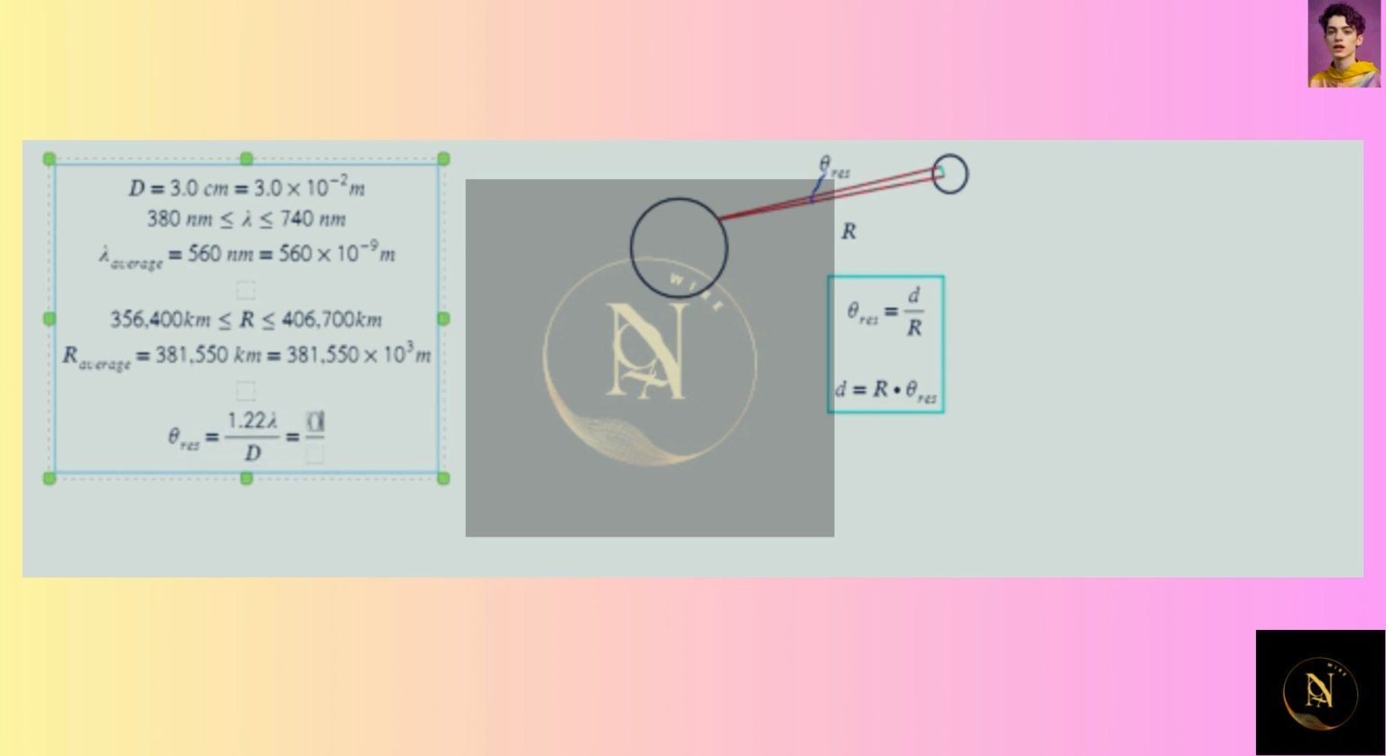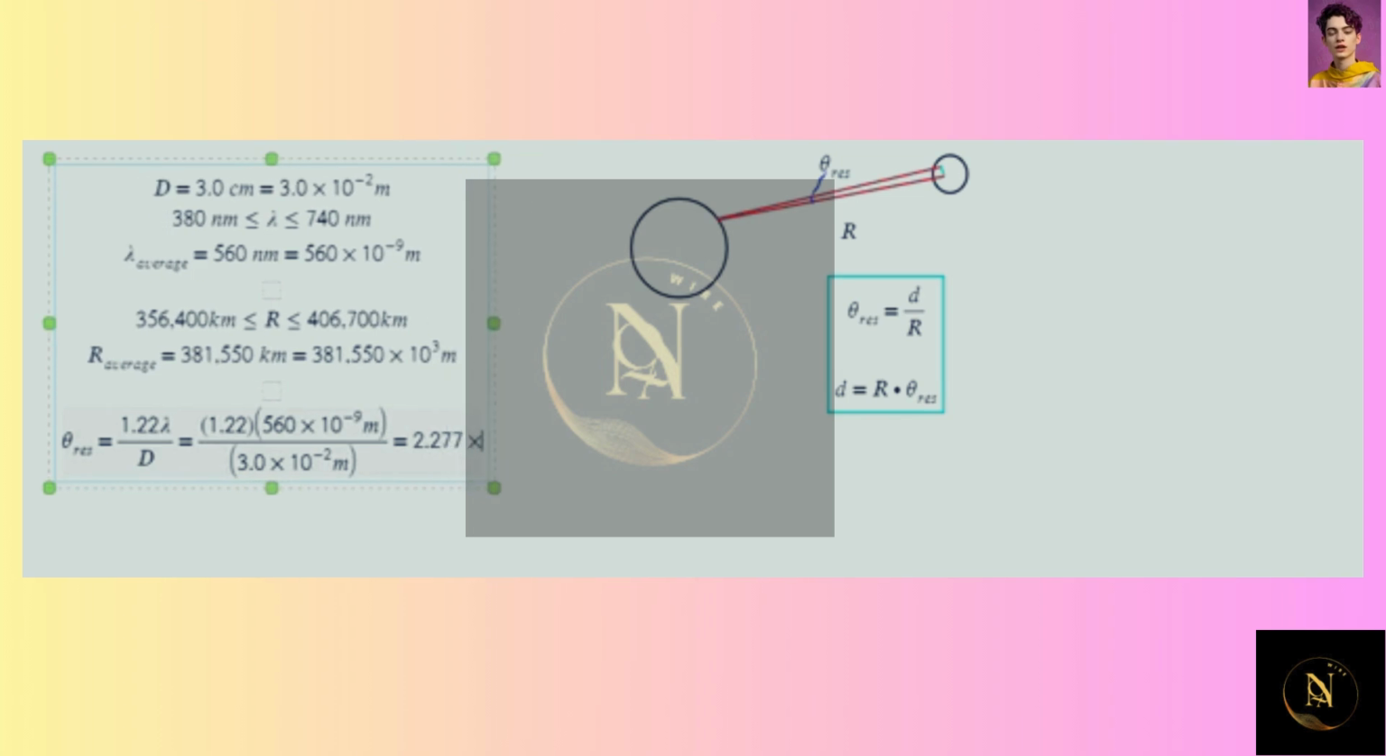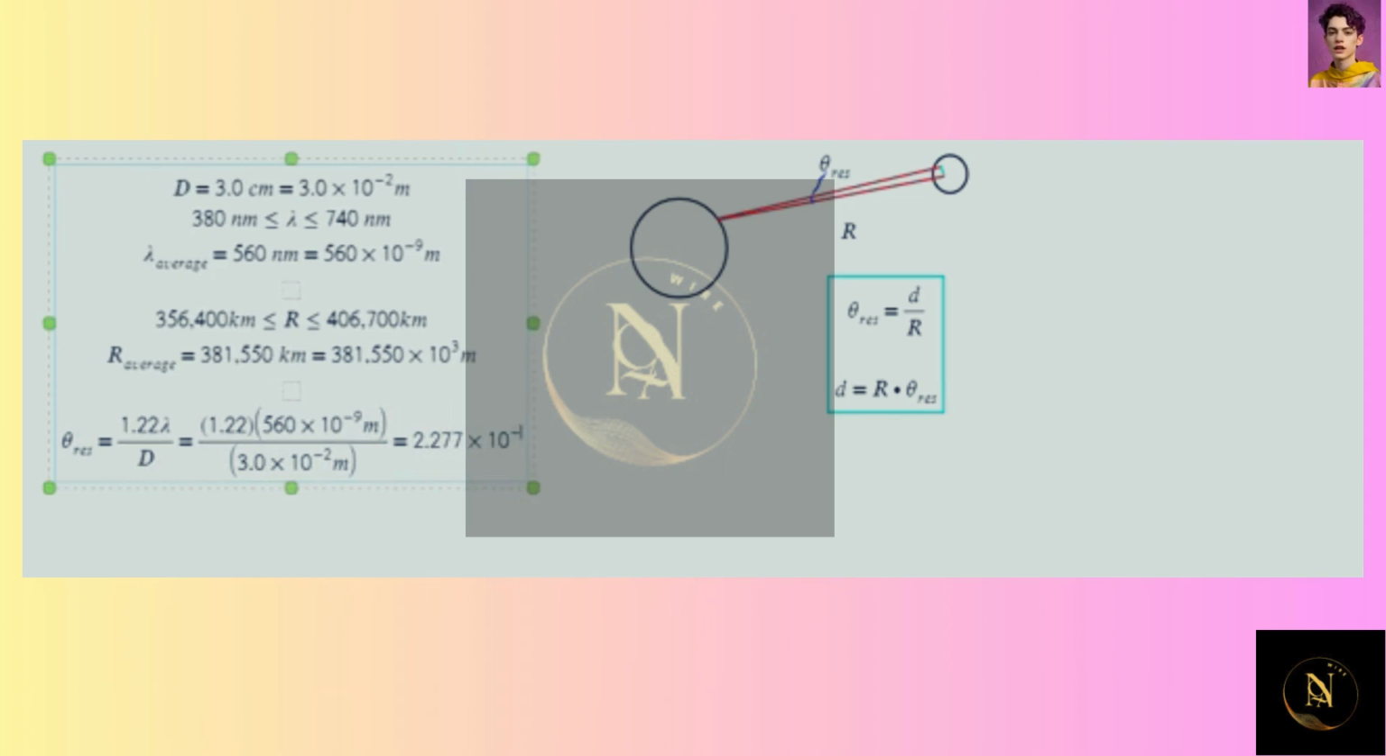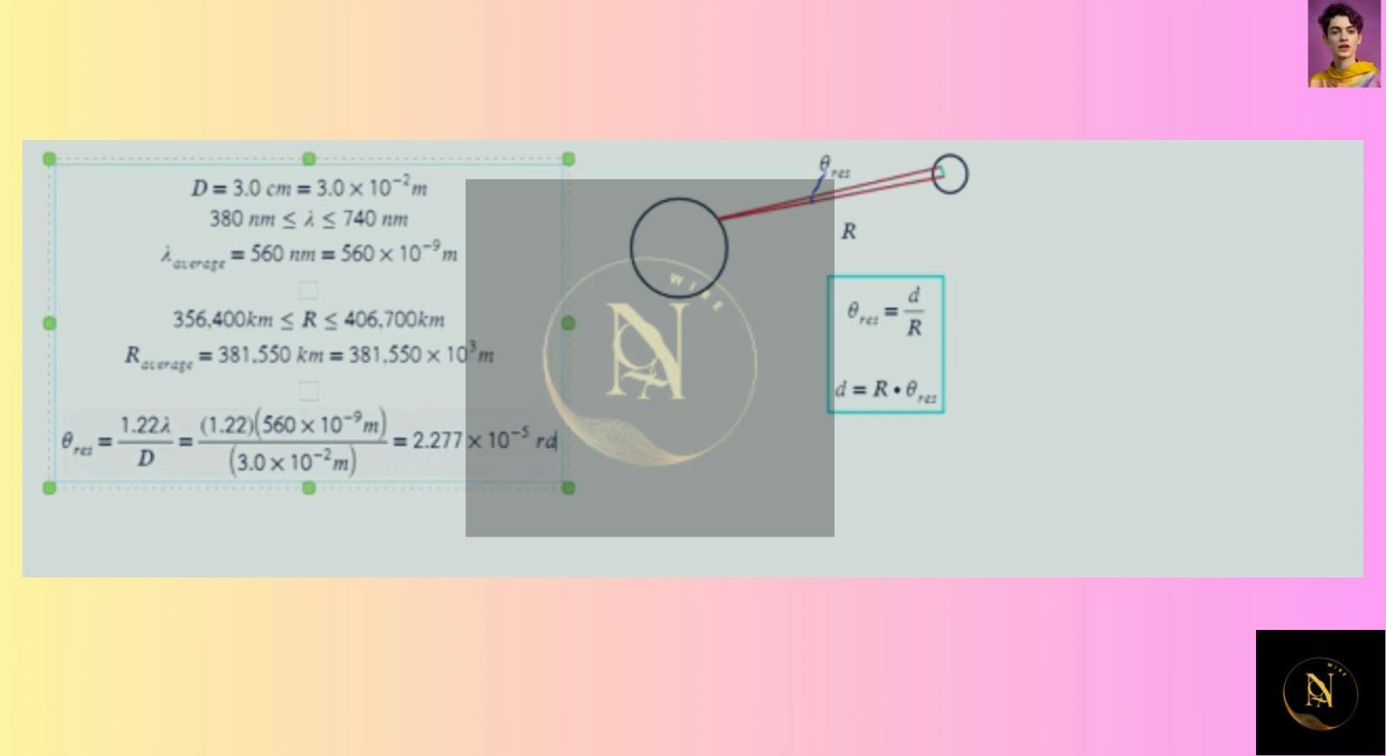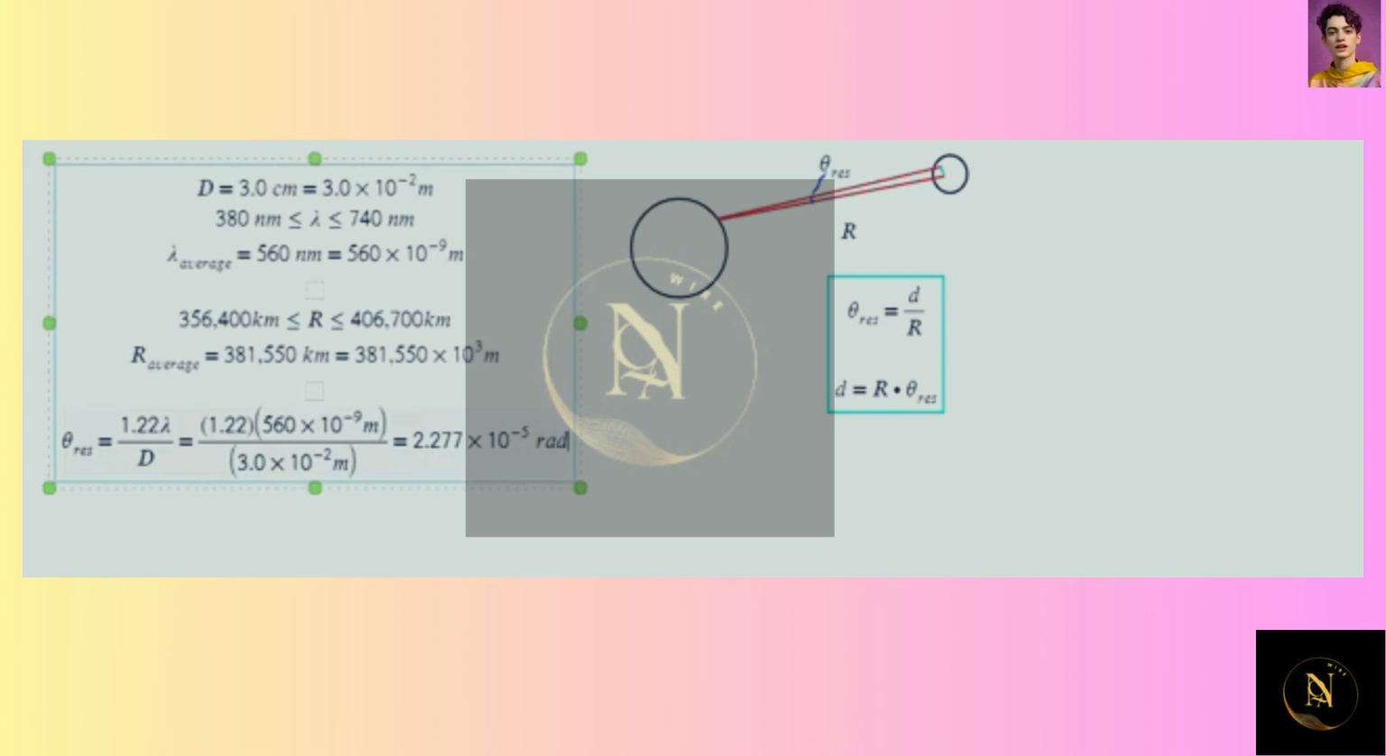So it's going to be 1.22 times our lambda, which is this average value, and let's divide that by the diameter of the telescope. This is what we get. So our angle here in radians is going to be 2.277 times 10 to the negative 5. And this is in radians. Notice this is an extremely small angle, so small angle approximations are valid.